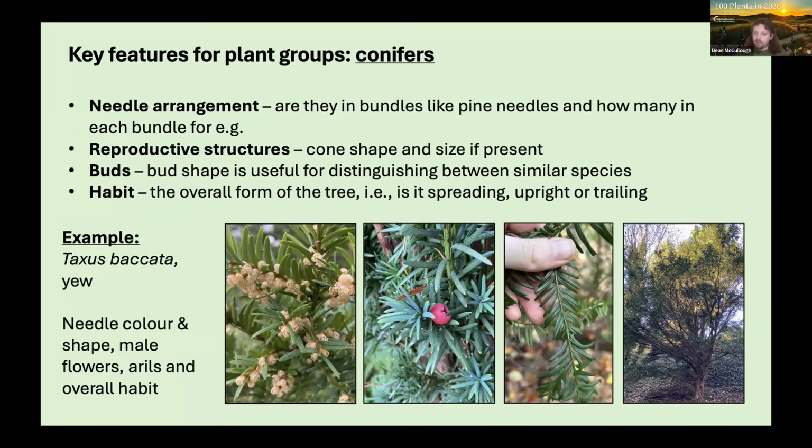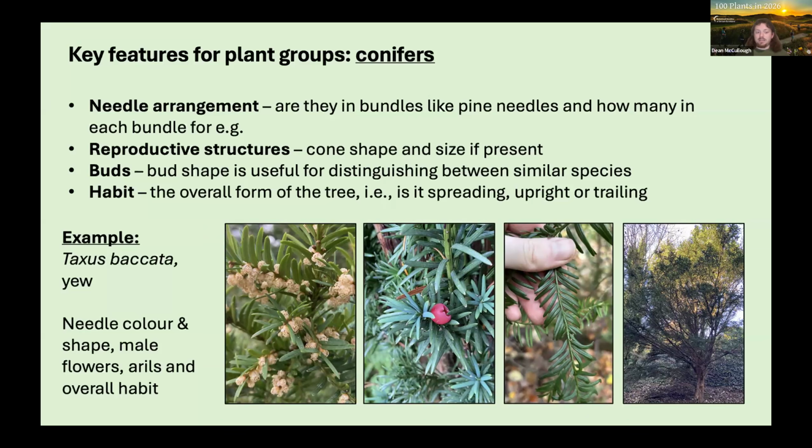So you have to do a bit of hunting about and trying to find these structures. Buds can be useful for distinction between similar species, and habit can also be useful. So, is it a spreading tree? Is it an upright tree? Does it trail along the ground? These are features that you might want to pay attention to and take a photo of.